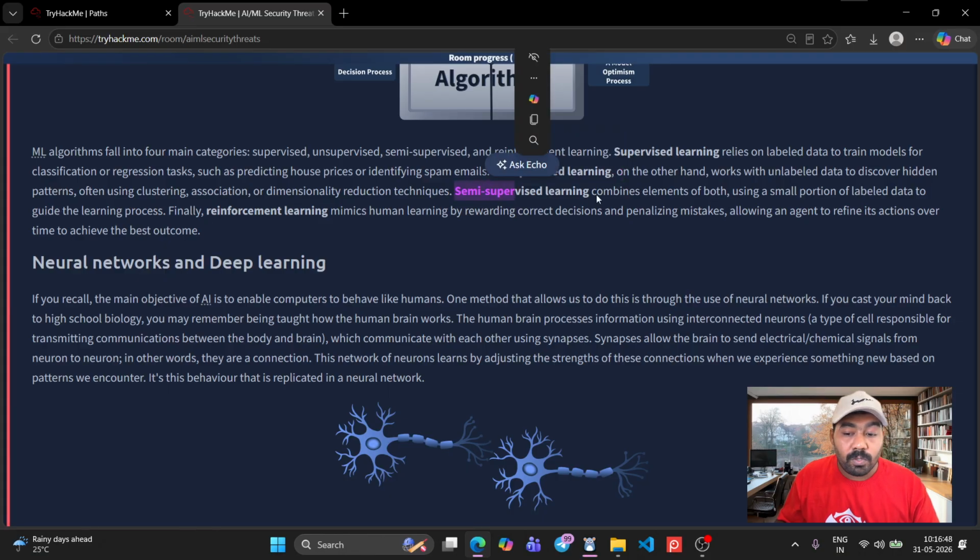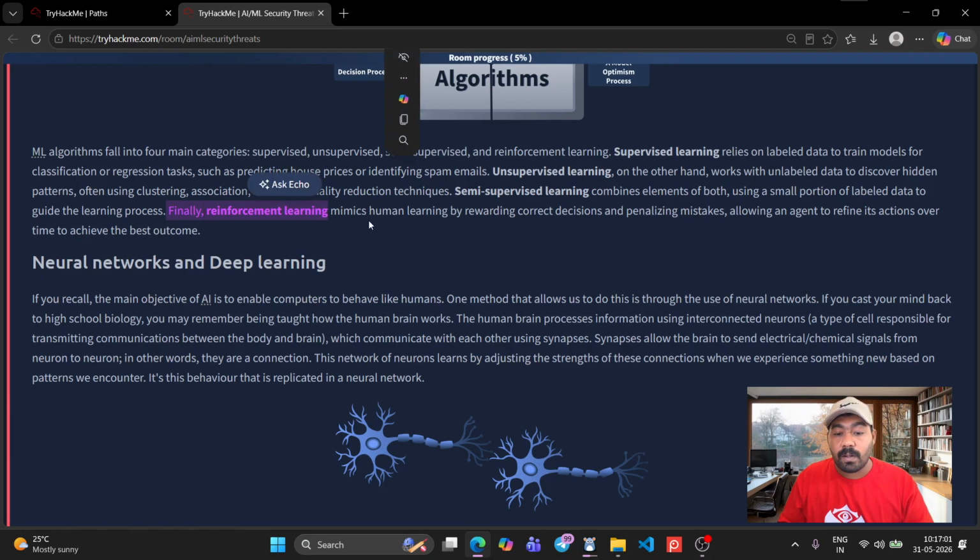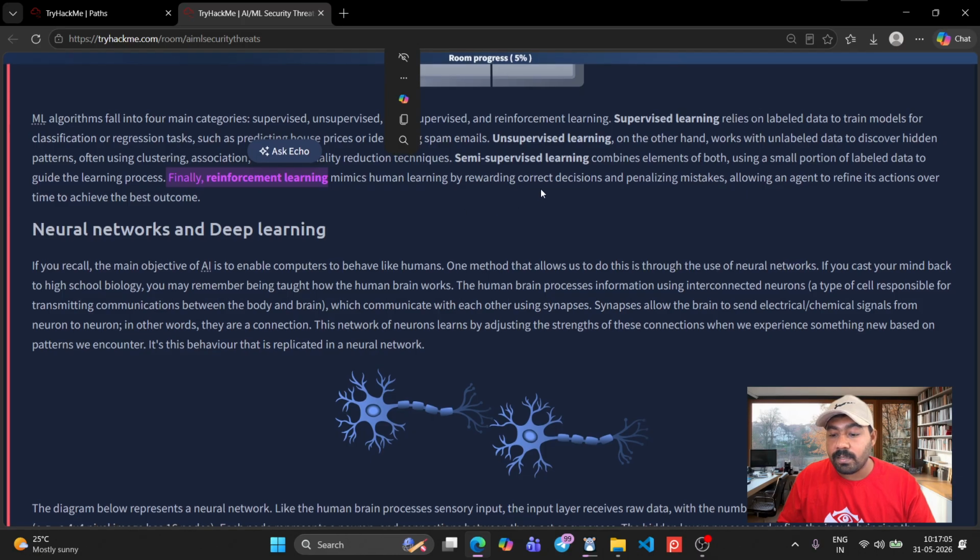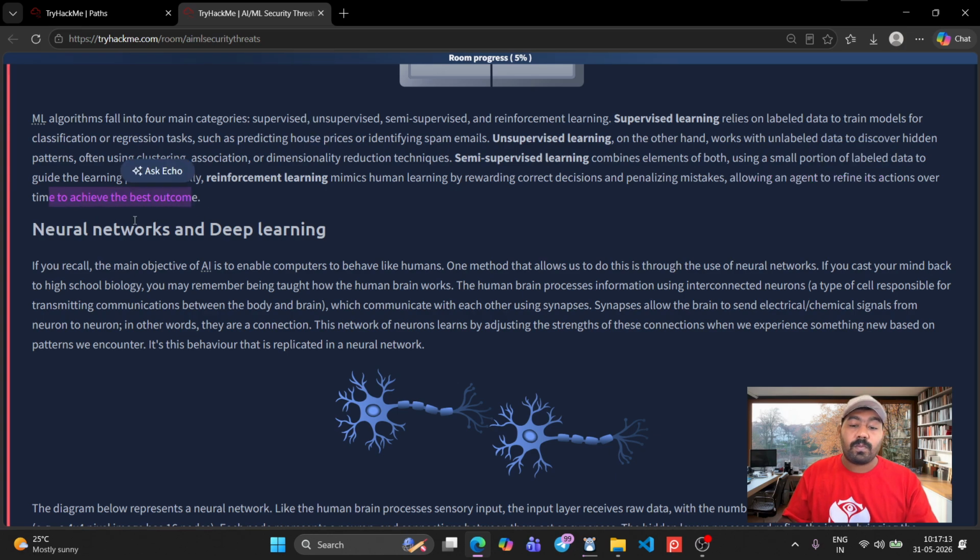Then the next one, semi-supervised learning. These combine elements of both supervised and unsupervised learning, using a small portion of labeled data to guide the learning process. Finally, reinforcement learning mimics human learning by rewarding correct decisions and penalizing mistakes, allowing an agent to refine its actions over time to achieve the best outcome. Okay, this is reinforcement learning.